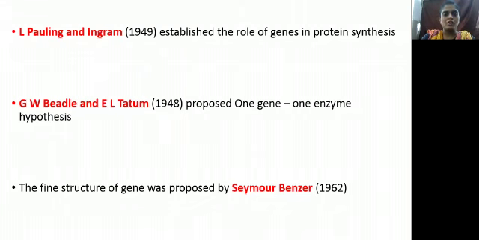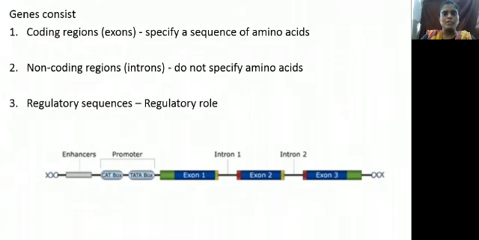The fine structure of gene was proposed by Benzer in 1962. Now, structure of gene. Gene consists of mainly three parts: coding region, which is called exons, non-coding region, which is called introns, and a regulatory sequence. Coding sequence, which is called exon, specifies a sequence for amino acids, while non-coding does not specify amino acid, and regulatory sequences have a role in regulation of process.